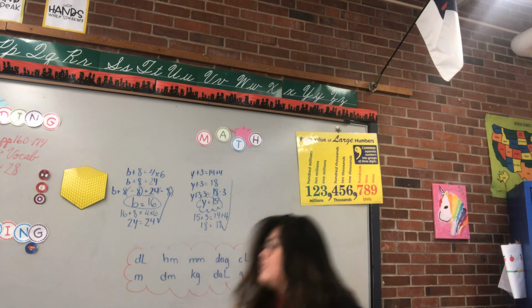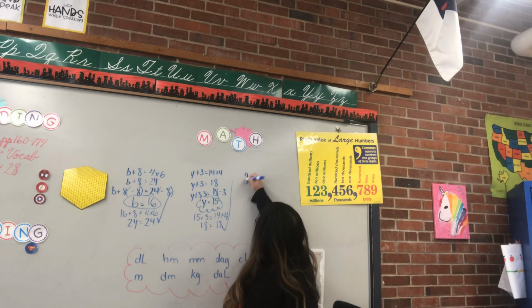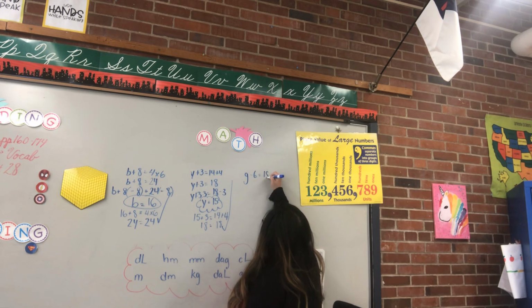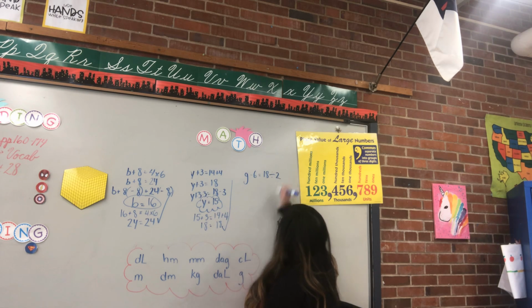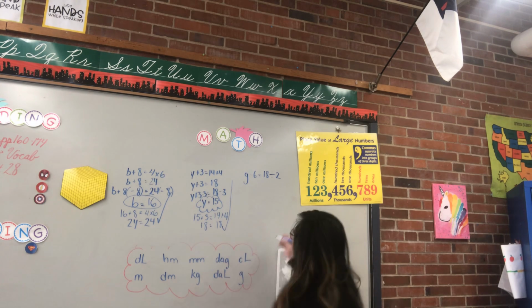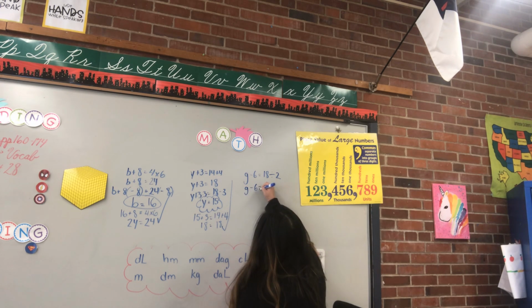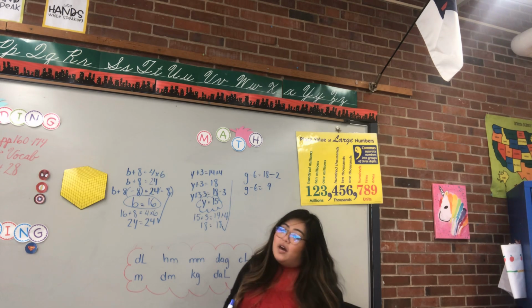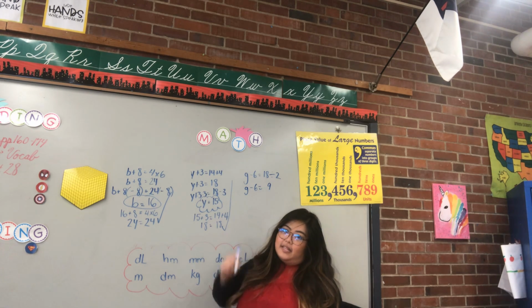G minus 6 equals 18 divided by 2. First, we're going faster with this one because we know. Solve for what you know, okay? So G minus 6 equals, we know 18 divided by 2 is 9. Now, we have to isolate the G, get the letter alone.